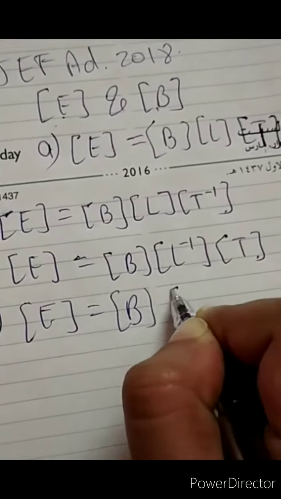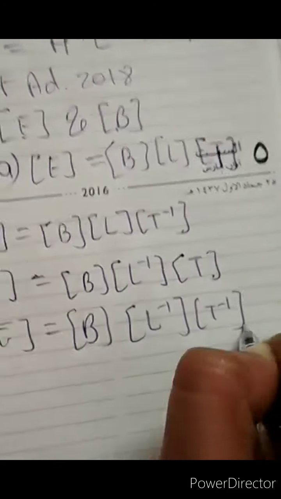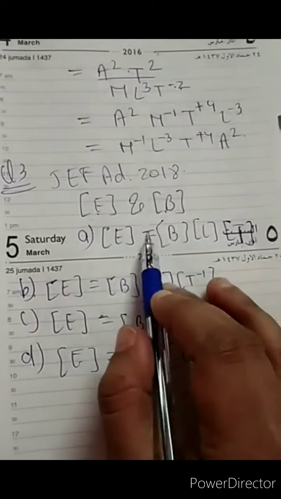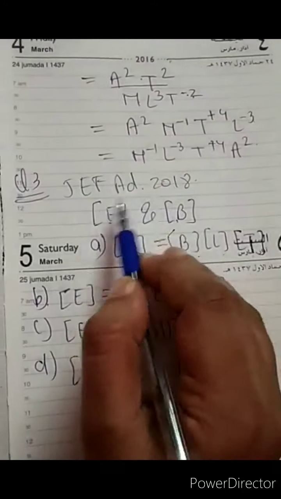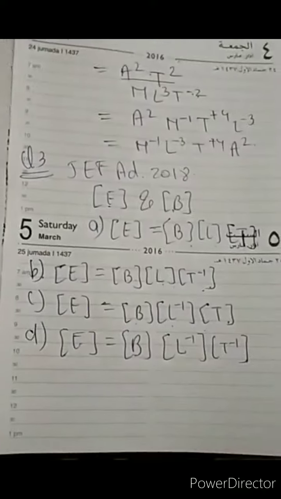Whether it is L minus 1 or T minus 1. Which options are correct among A, B, C, D? E, A, B, L, T, B, L, T minus 1, and this. We have to find the relationship between E and B. Any guesses?